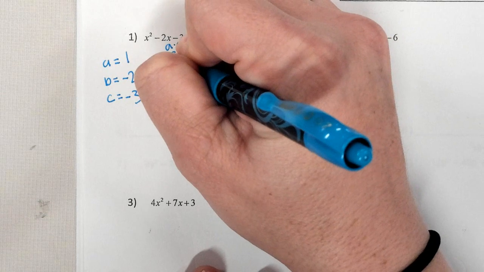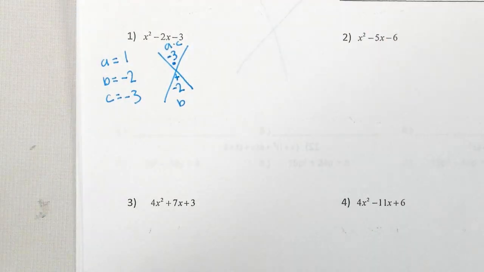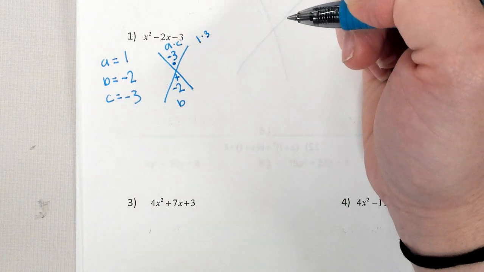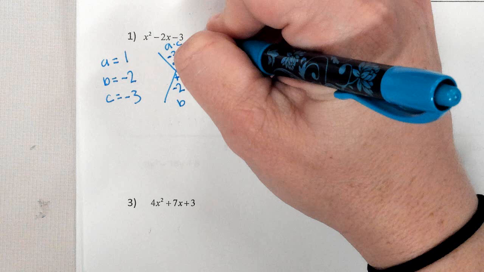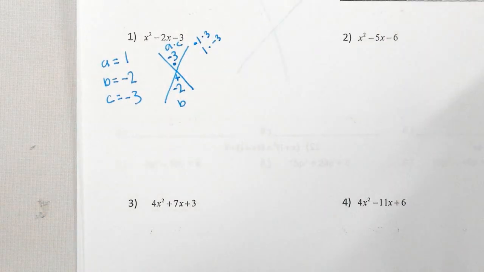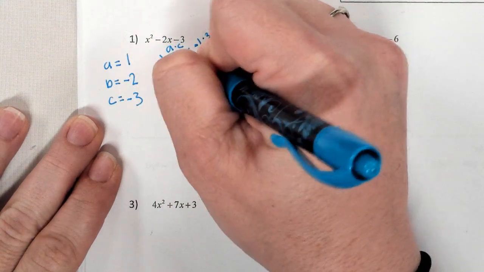What multiplies to give you negative 3 and adds to give you negative 2? Well, 3 is prime, so 1 times 3 is your only factor. So negative 3 would be negative 1 times 3 or 1 times negative 3. Which one of those is going to add to negative 2? 1 times negative 3. So positive 1, negative 3.